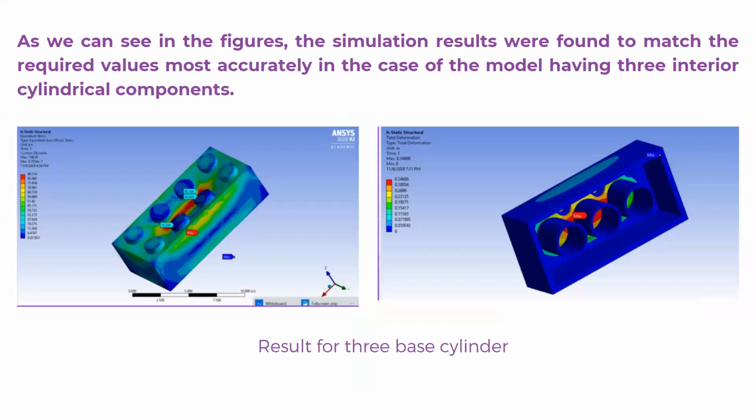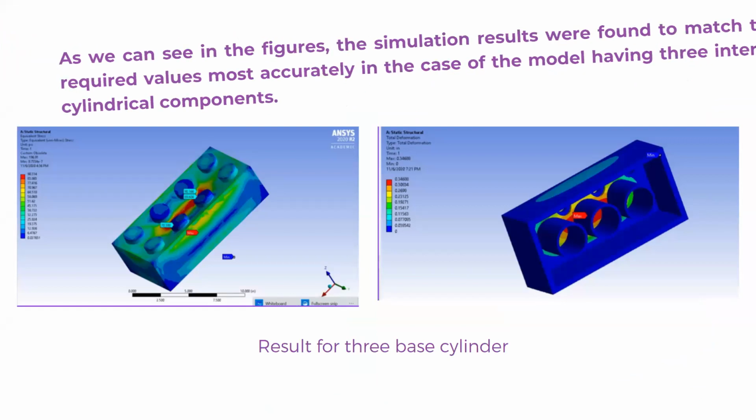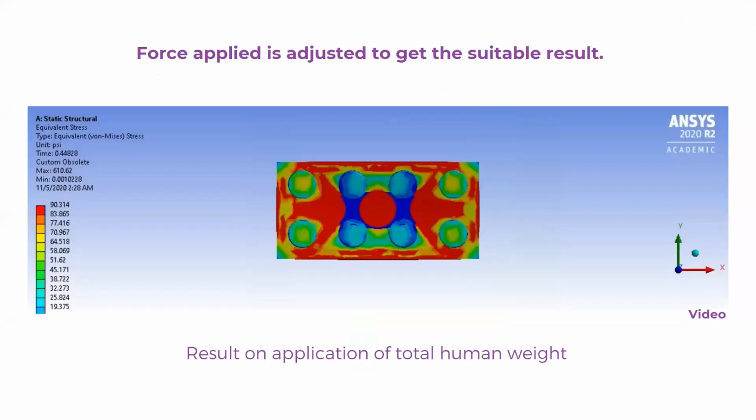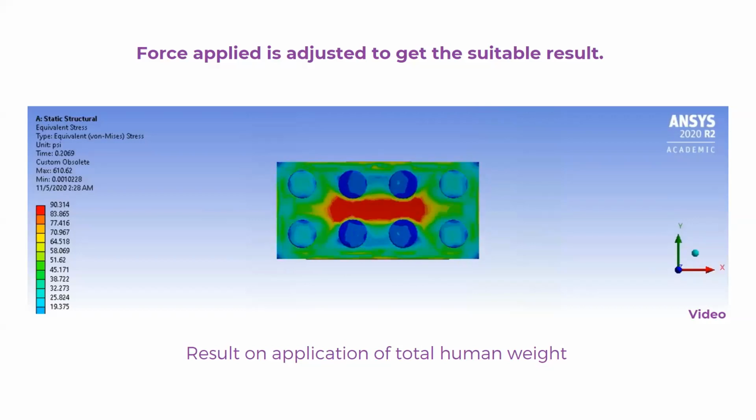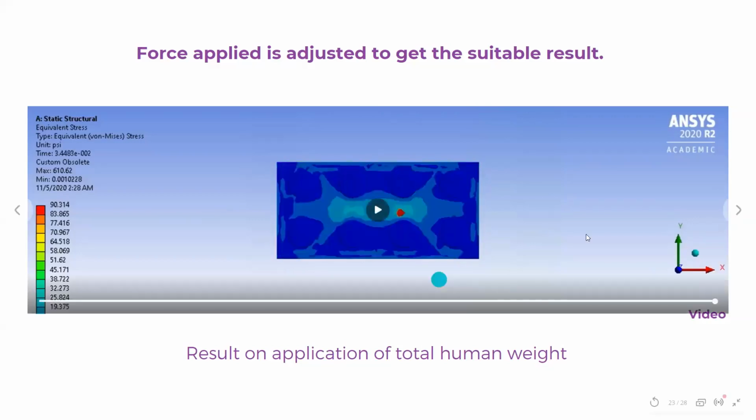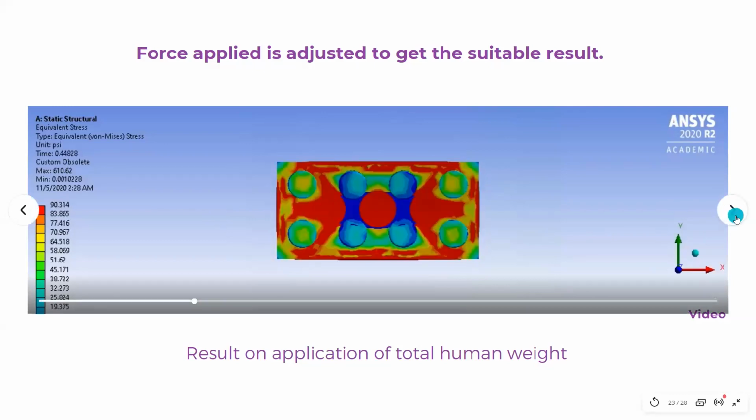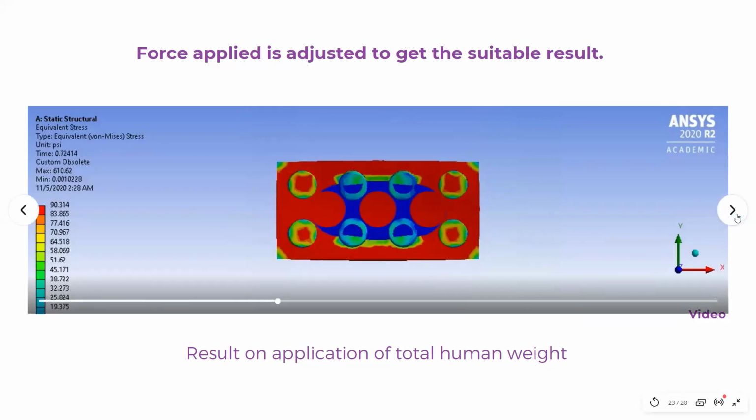But the problem which we faced here was that for 177.5 pounds, the human weight which we are using, the legends or the value limits which we are getting were not accurate. Also the deformations were not according to the final result. So we adjusted that value, as you can see in the next slide in the video, that when applied with human weight, the stress deformations were not as required.